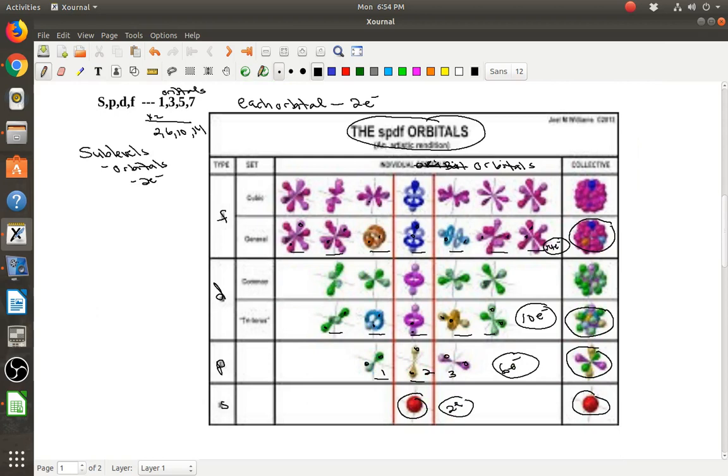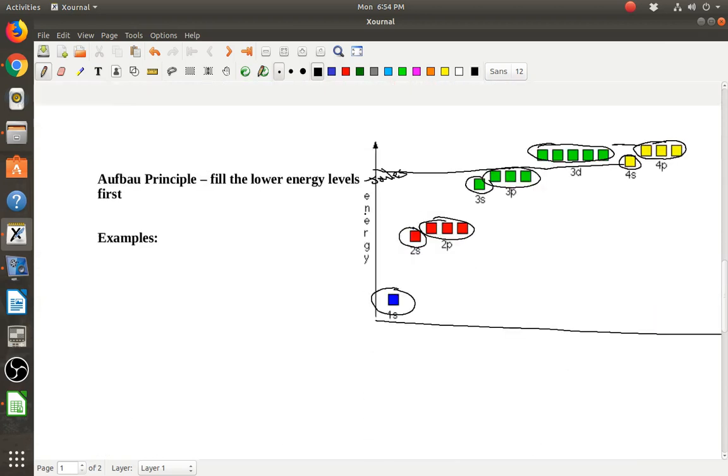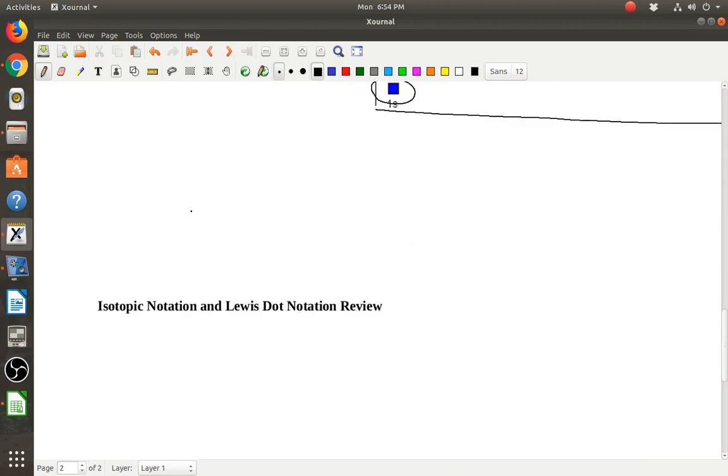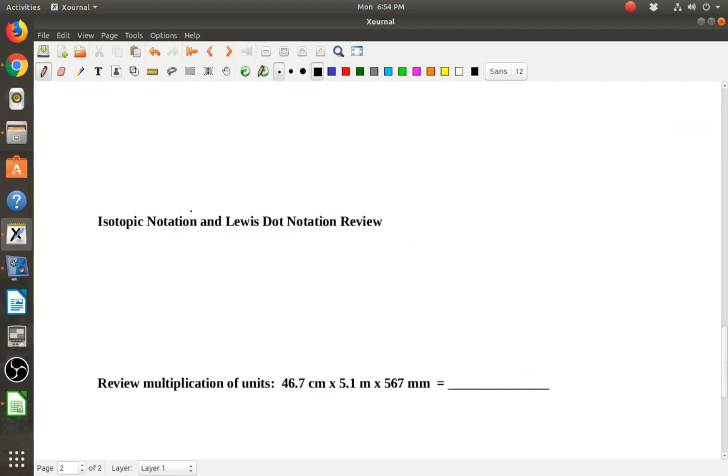So we look at the orbitals, SPDF, 1, 3, 5, 7. I showed you the Aufbau principle. We've actually done some examples now. So we're going to talk about isotopic notation and Lewis dot notation review. Remember in isotopic notation, the number at the top, like 260, would be the mass number. And the mass number is protons plus neutrons. The bottom number might be 151. That would be the atomic number, and the atomic number is equal to just protons. And if it's neutral, it's also equal to the electrons.